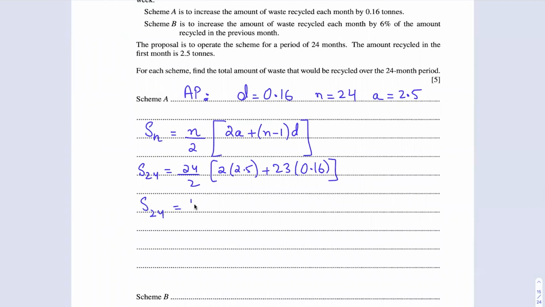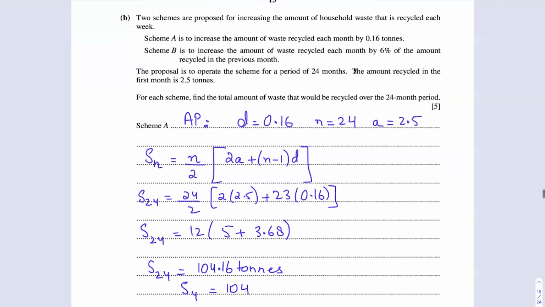Substituting this in the calculator, we get 12 into 5 plus 23 times 0.16, which is 3.68, which will give us the sum of 24 terms as 104.16 tons. As we have to give our answer in three significant figures, the final answer will be 104 tons.